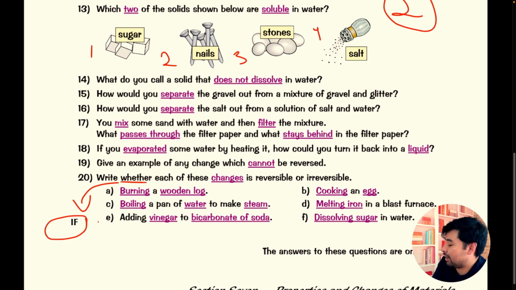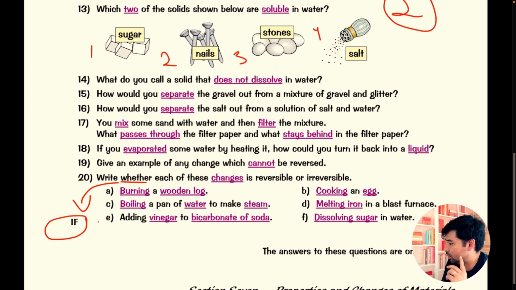B, cooking an egg, reversible or irreversible? Boiling a pan of water to make steam. D, melting iron in a blast furnace. E, adding vinegar to... Let's listen to this pronunciation.